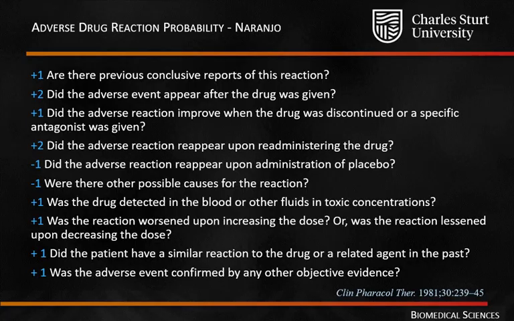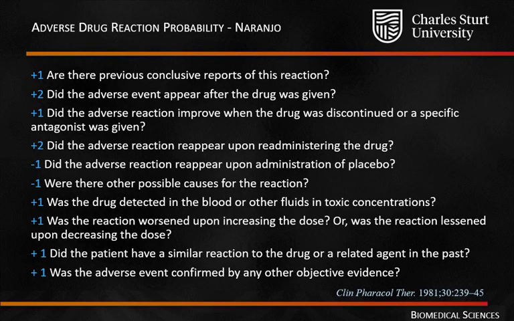Was the drug detected in the blood or other fluids in toxic concentration? So this is looking at a dose dependency of the adverse drug reaction. The next question was the reaction worsened upon increasing the dose, or was the reaction lessened upon decreasing the dose? This kind of fits in with one of the previous questions about ceasing the drug. And then, did the patient have a similar reaction to the drug or a related agent in the past? So this is past exposure.